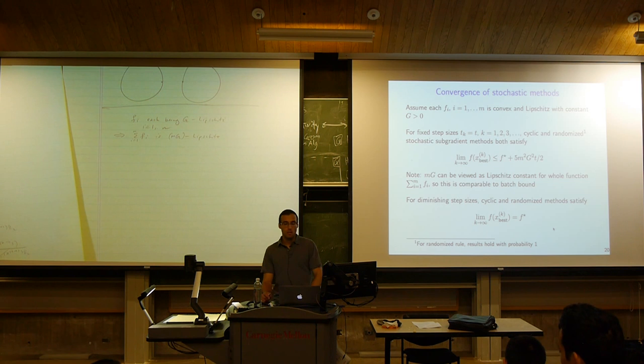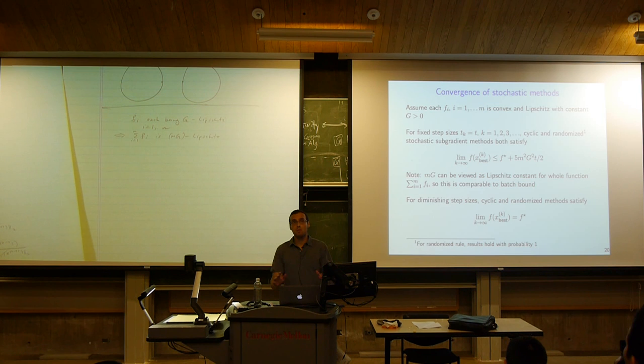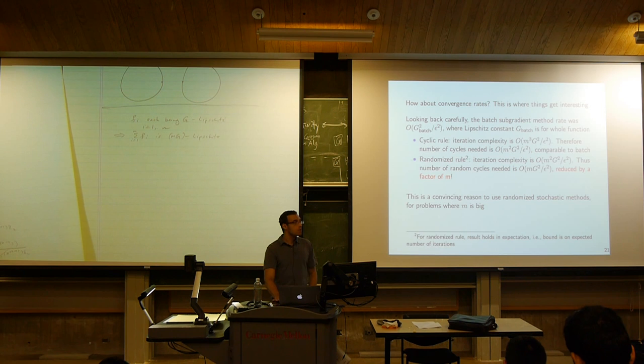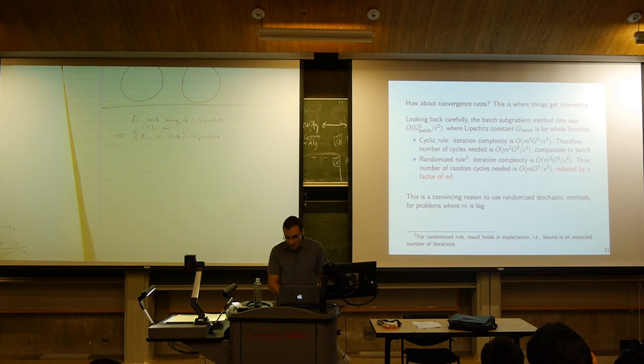So I would say, looking at this, in terms of convergence behavior, if you don't think about rates in particular, just whether or not it converges and what the guaranteed suboptimality is, these stochastic rules look like they perform more or less the same as the usual batch subgradient method. Okay, so the results are very similar. Convergence rates is where things get, I think, kind of interesting and different, because we'll see that there is a big advantage in principle to using the randomized rule. So if we look back carefully, it wasn't just 1 over epsilon squared that we derived as the rate for the subgradient method. It was 1 over the Lipschitz constant squared divided by epsilon squared.